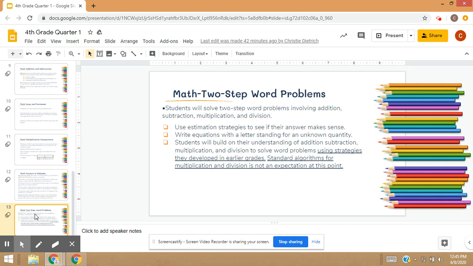So we're going to be using estimation strategies to see if the answer makes sense. We write equations with a letter standing for an unknown quantity, so sort of like algebra, and students will build on their own understanding of adding, subtracting, multiplying, dividing to solve word problems using strategies.